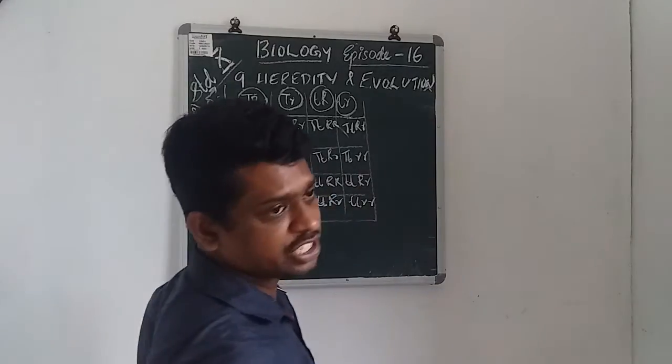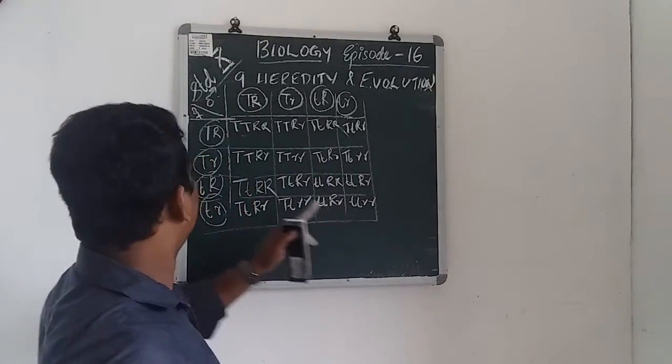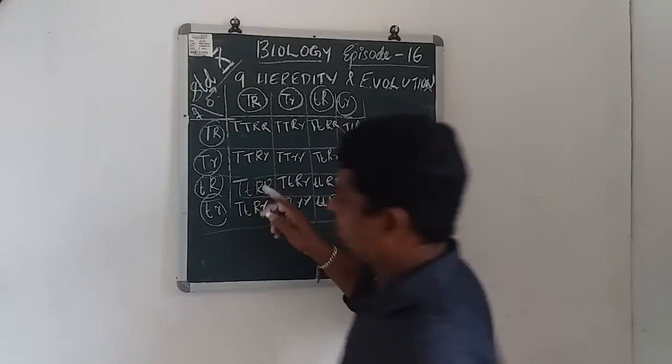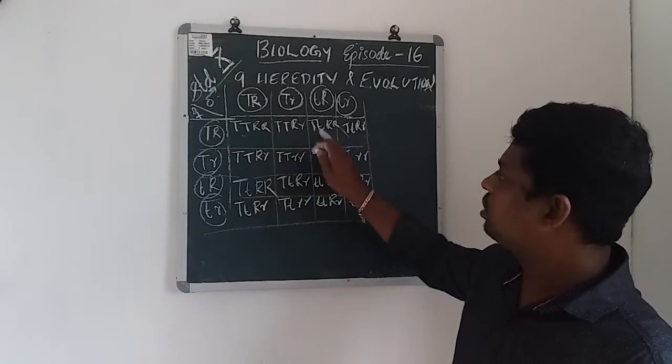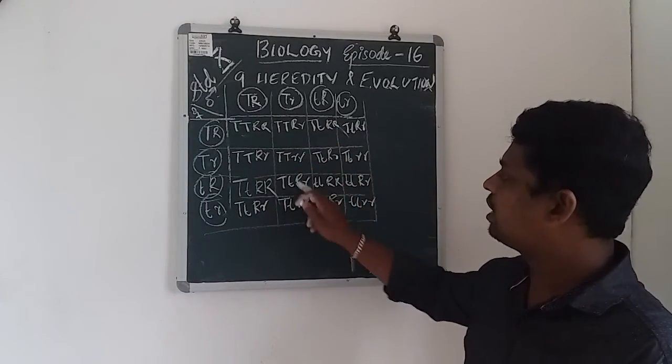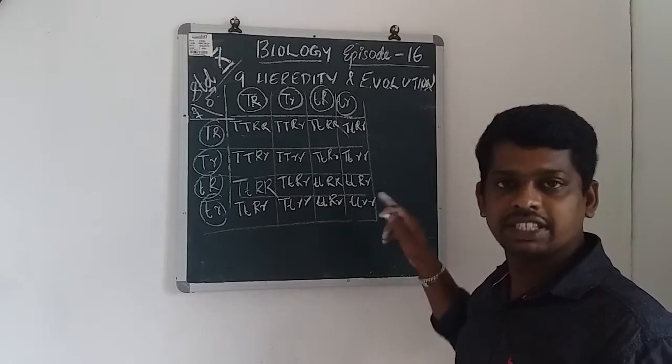Sorry, this is the gametes on each plant. Look at that. The maximum number is 16. 1, 2, 3, 4, 5, 6, 7, 8, 9, 10, 11, 12, 13, 14, 15, 16.